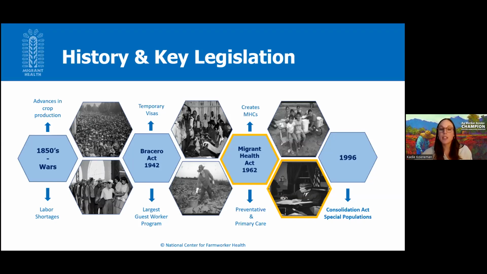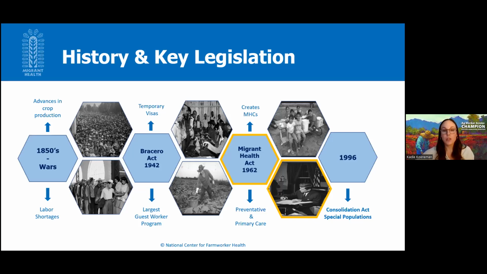Starting in the 1850s, there were major advances in crop production, and crop production was growing larger and larger. As crop production grew, wars caused labor shortages to work the fields, and the demand for immigrant labor continued into 1917 when the US entered World War I. In response to this, Congress passed the Immigration and Nationality Act of 1917, which established a legal basis for the importation of 70,000 workers from Mexico. This was the first guest worker program in the US.